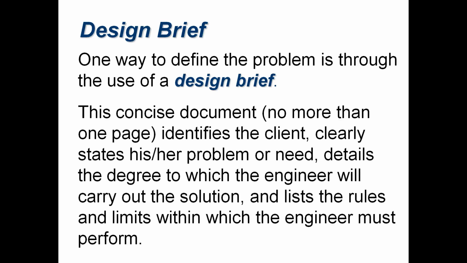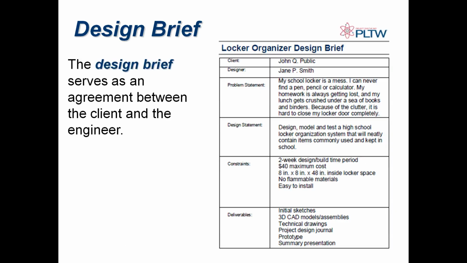And so we're going to use this design brief, which is a concise document that identifies the client, clearly states his or her problem or need, and identifies the degree to which the engineer will carry out the solution, and lists the rules and limits within which the engineer must perform. So basically, it's telling us what the problem is and what the designer needs to do to fix this problem. So the design brief is basically an agreement between the client and the engineer. So it's a form that looks like this, and it shows what needs to be done in order to solve the problem, the things that the client needs that designer to do, and then it tells what the designer is going to do to help this client.